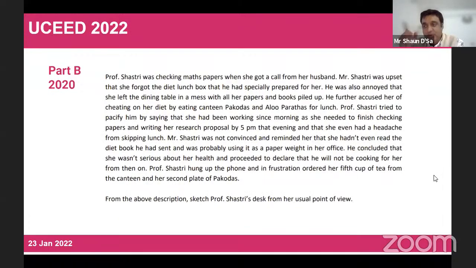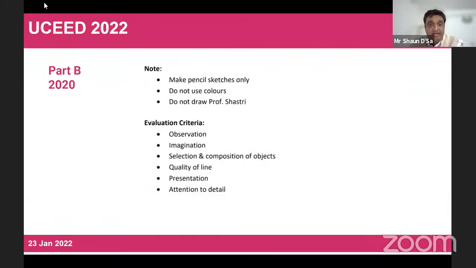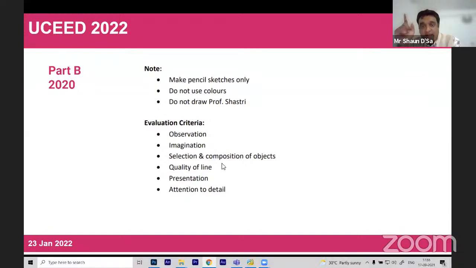Okay, so that is the 2021 paper, and I also wanted to show you, in fact, the criteria they will give you in the paper. For example, the evaluation criteria: observation, imagination, selection and composition of objects, quality of line, presentation, attention to detail. It will also tell you clearly, if it's written there, make pencil sketches only, do not use colors, please do not waste your time drawing colors. And they can even give you, this is the previous year's paper, do not draw Professor Shastri.